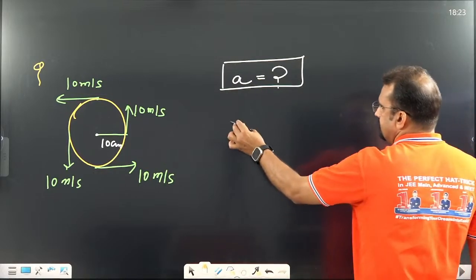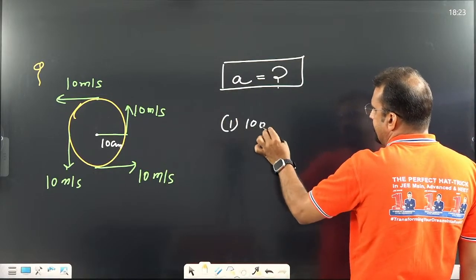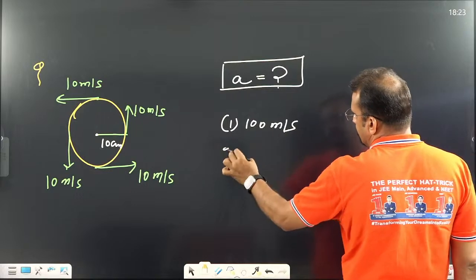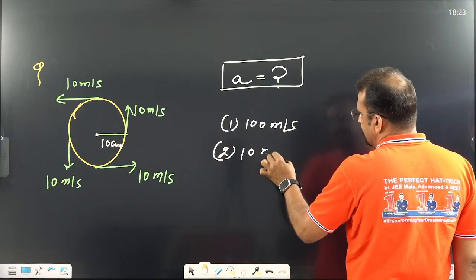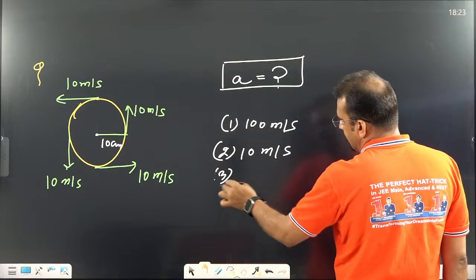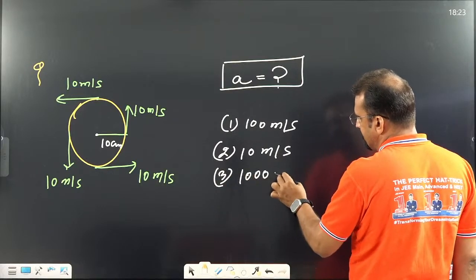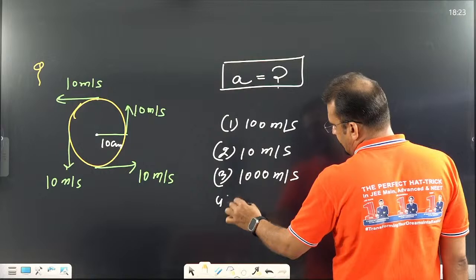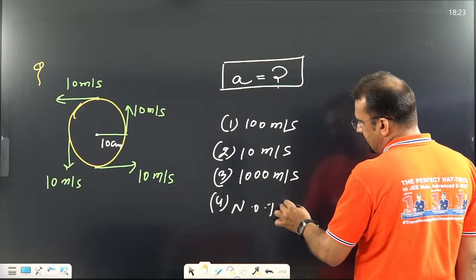Option number 1, 100 meter per second. Option number 2, 10 meter per second. Option number 3, 1000 meter per second. Option number 4, none of these. Try to do it.